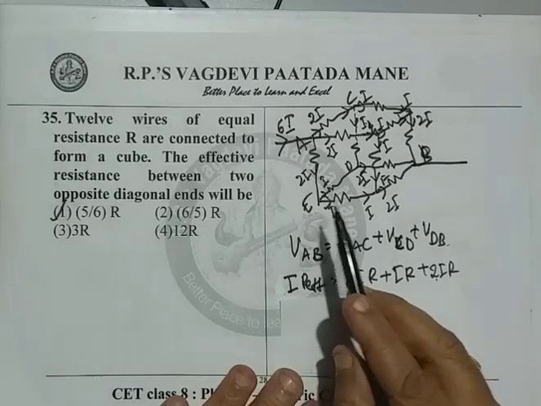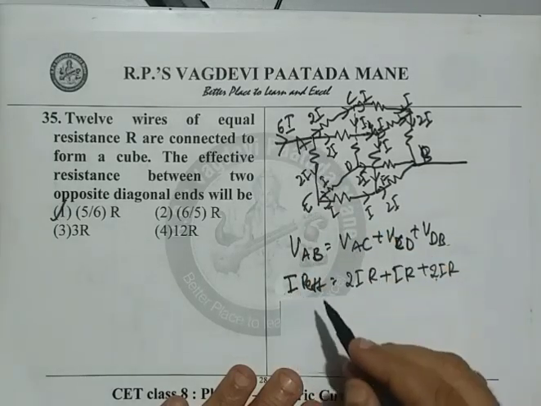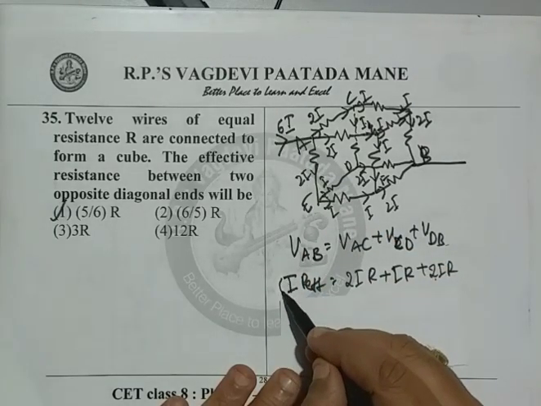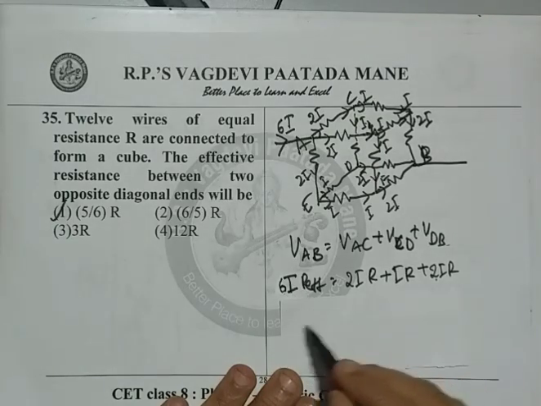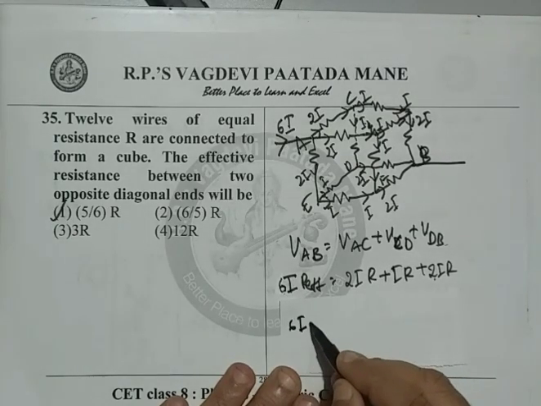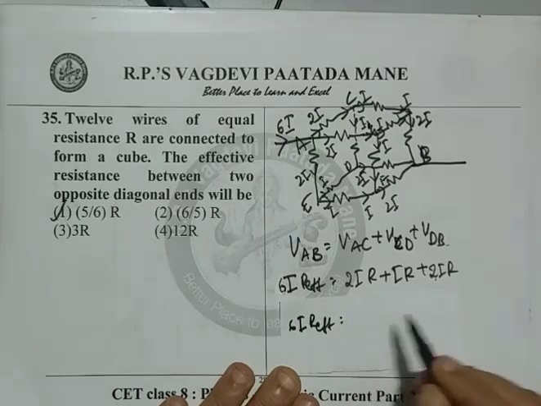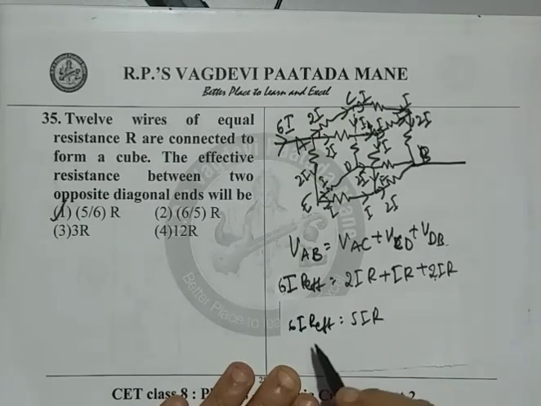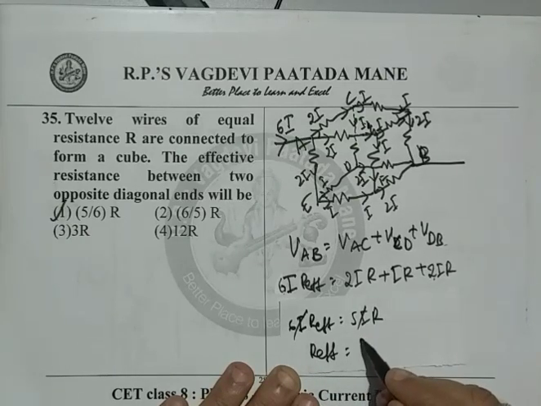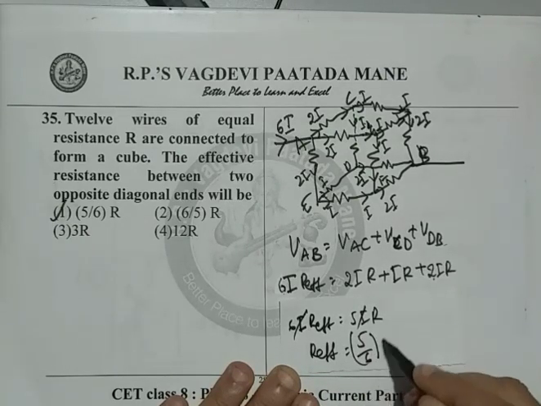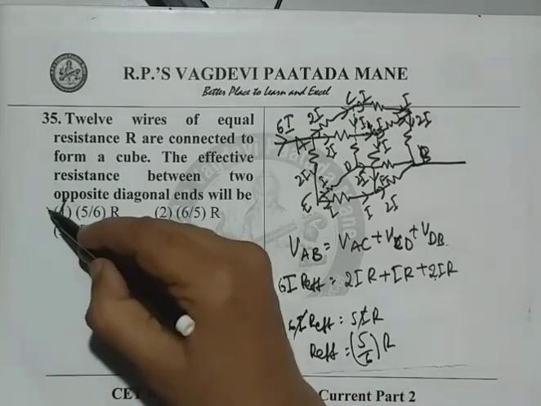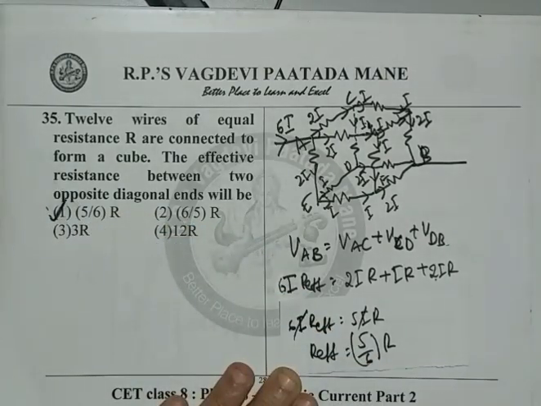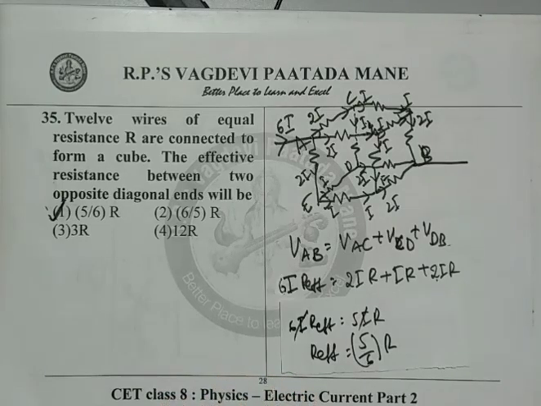The current entering into the circuit at A is 6I, so I must write 6I here. We can write 6I R effective equals 5IR. Therefore, cancelling this, we can write R effective as 5 by 6 into R. Therefore, option 1 is correct. Option 1 is correct.